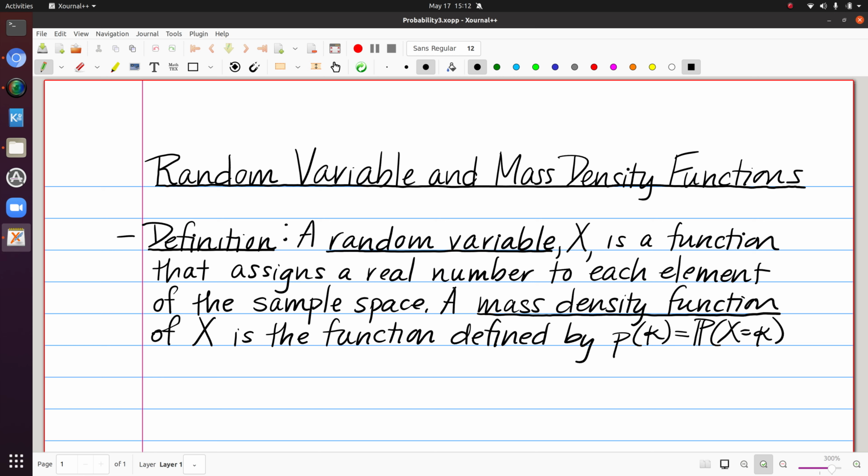Once we define a random variable, we then can talk about its mass density function. And this is entirely related to probability. So for random variable x, the mass density function is the function defined by little p of k. And that is supposed to represent the probability that random variable x is equal to the value k. So notice that the mass density function then has as its domain the range of x. And then the output of the mass density function has to be some number that's between 0 and 1 inclusively.